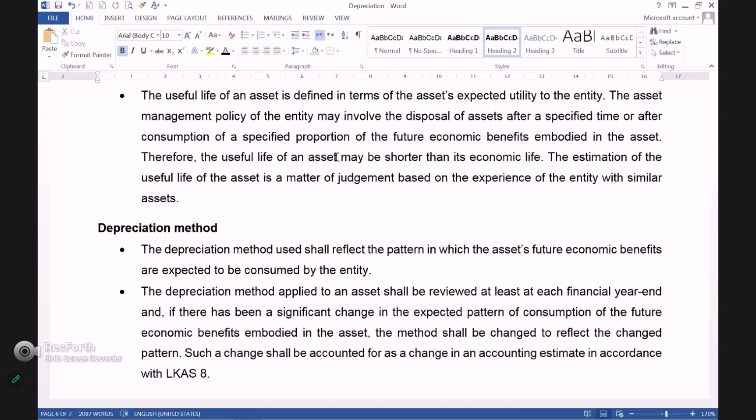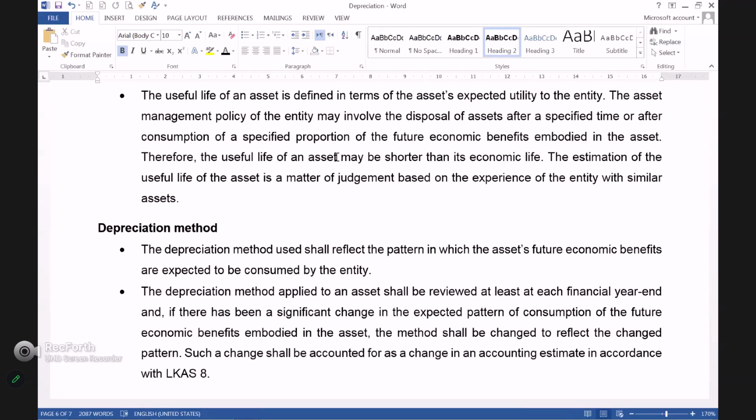The depreciation method used shall reflect the pattern in which the asset's future economic benefits are expected to be consumed by the entity. The depreciation method applied to all assets shall be reviewed at least at each financial year end, and if there has been a significant change in the expected pattern of consumption of the future economic benefits embodied in the asset, the method shall be changed to reflect the changed pattern. Such a change shall be accounted for as a change in accounting estimate according to LKS 8.